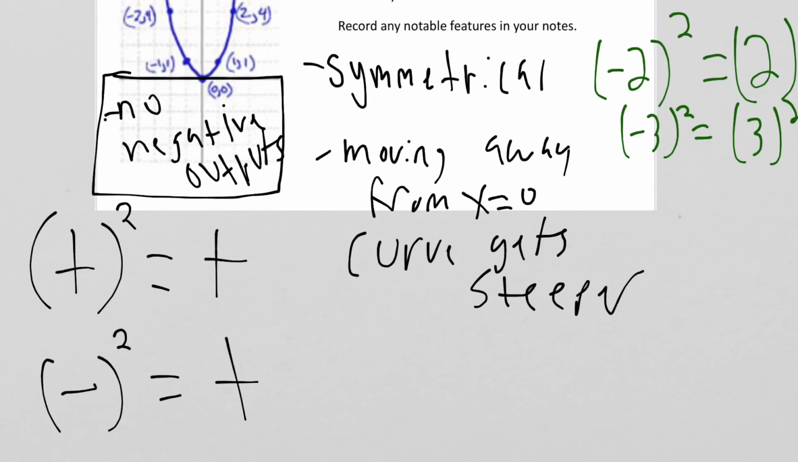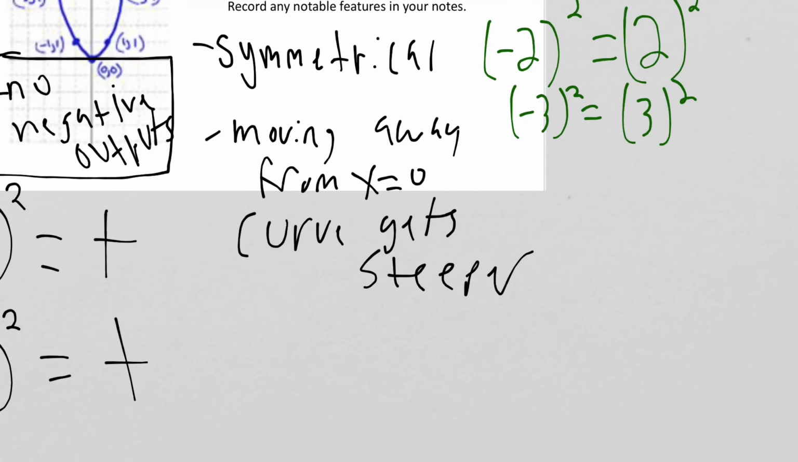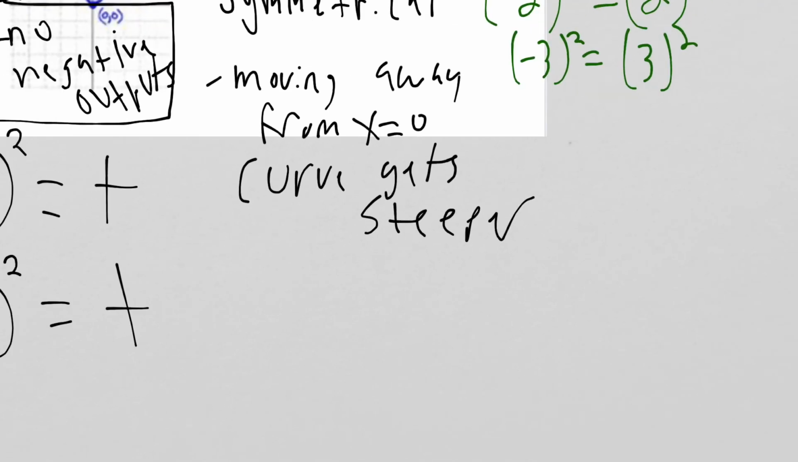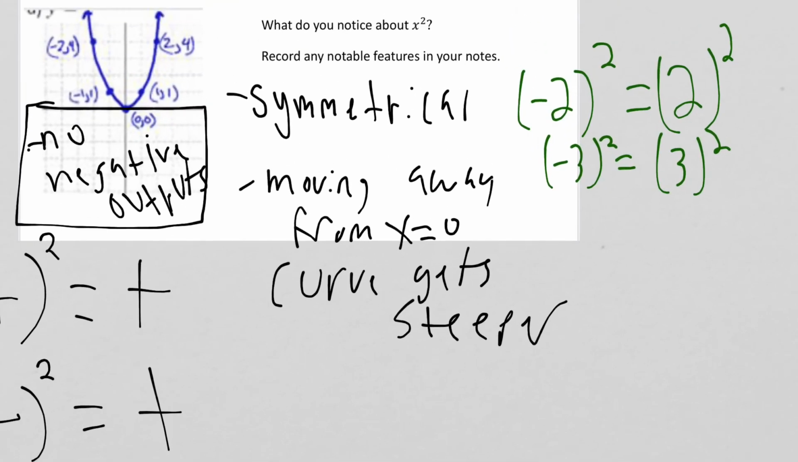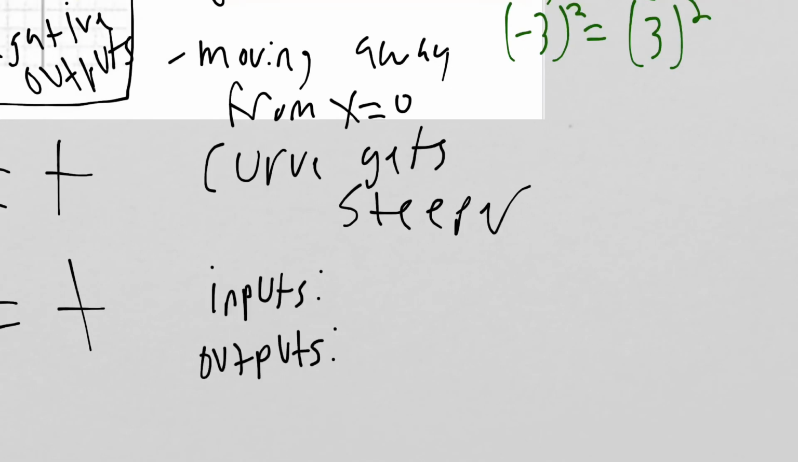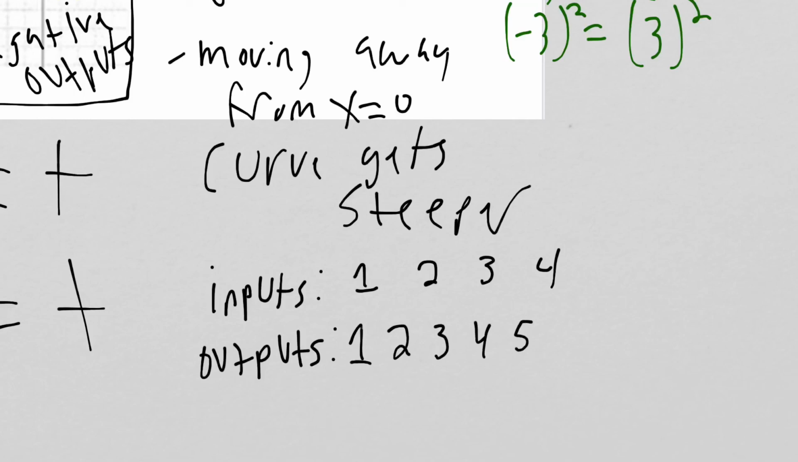Now, last thing to deconstruct here is moving away from x equals 0, why does the curve get steeper? Okay, so let's think about it like this. Let's think about the outputs, because for the inputs, let's just say we're looking at inputs going up by 1. 0, 1 squared, 2 squared. Next would be 3 squared is 9. So let's look at the outputs. So we have inputs and we have outputs. We have input 1, 2, 3, 4, and then let's list out our counting numbers in the output category too.